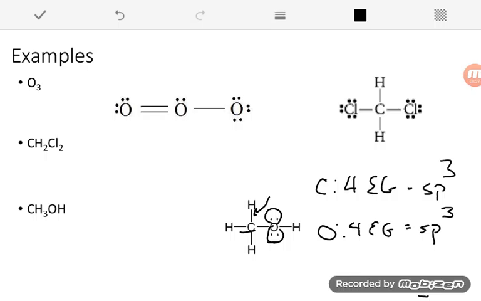If I count sigma and pi, I have 1, 2, 3, 4, 5 single bonds, so those are all sigma. Got no pi bonds in this case because I don't have any double or triple bonds. So carbon and oxygen are both sp3 hybridized, and I have 5 sigma bonds in my molecule.